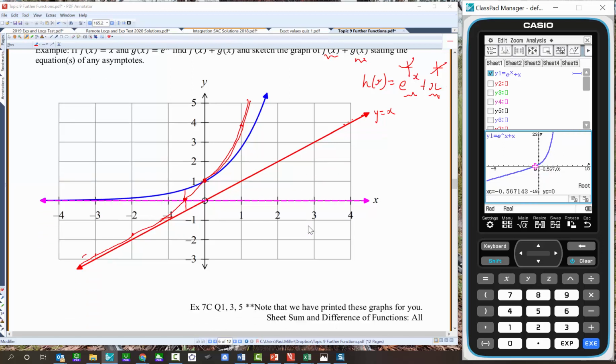All right, so what you'll need to do for this particular exercise is grab the printed graphs. Okay, so I'll put them on Firefly and have a link to them. And there's also a sheet, sum and difference of functions, and do all of them. Okay, so all of those links will be included for you.